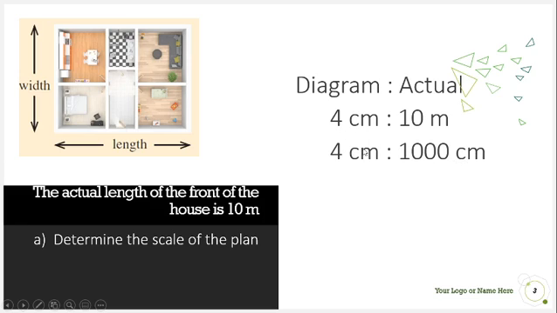Then what we do is we bring it down to the lowest. So we bring this down to 1. So we divide that by 4, which means we have to divide this side by 4. And we've now got 1 is to 250. So for every 1 centimeter, we have 250. So we know we have to multiply by 250.